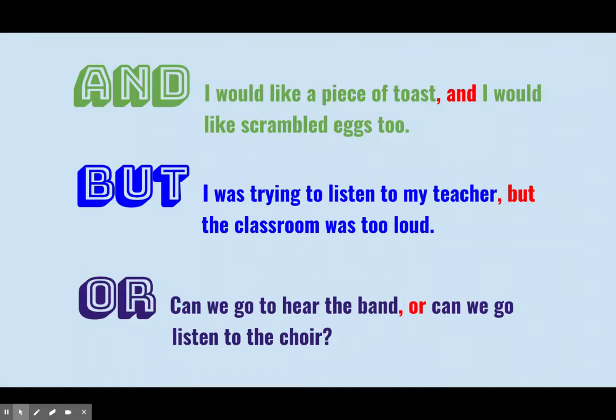Or is when it's an either-or choice. Can we go hear the band, or can we go listen to the choir? That's a choice. Are we going to listen to the band? Are we going to listen to the choir? And if you notice, when you put the second simple sentence in, you lowercase the letter if it's anything but the word I or a proper noun. Do you notice how I made that a lowercase c? I didn't keep it uppercase because that's like a random capital in the middle of the sentence.